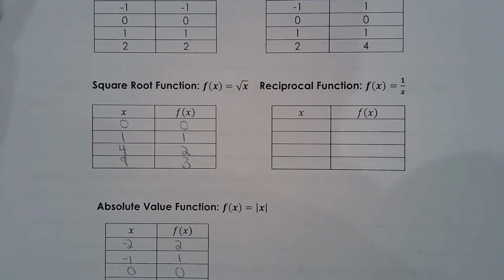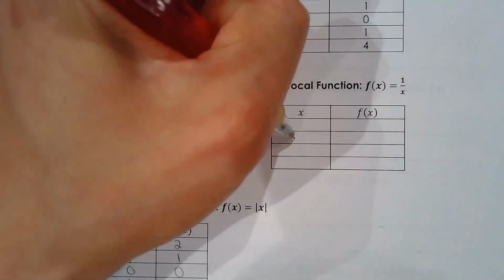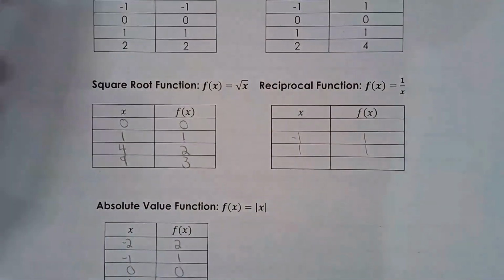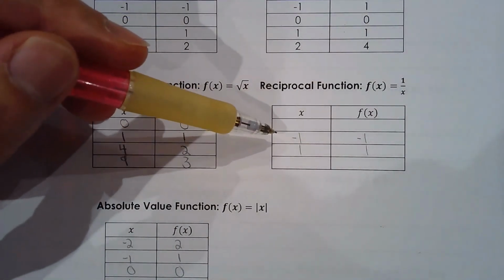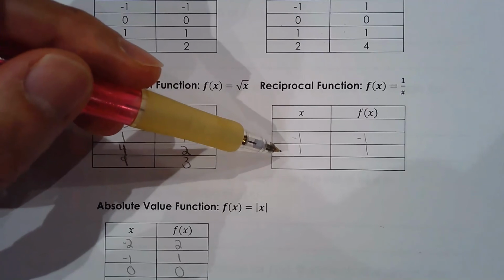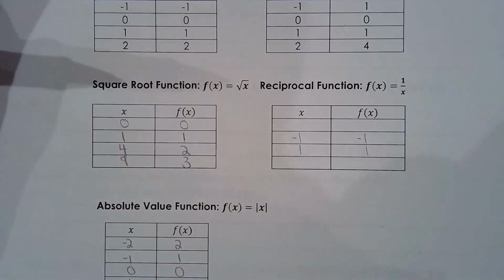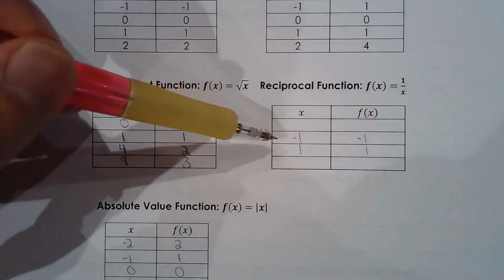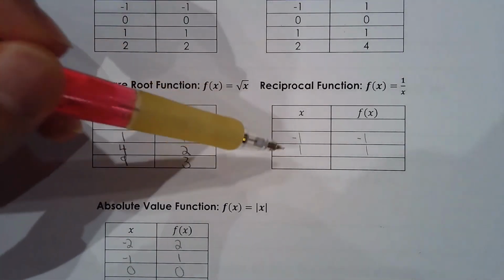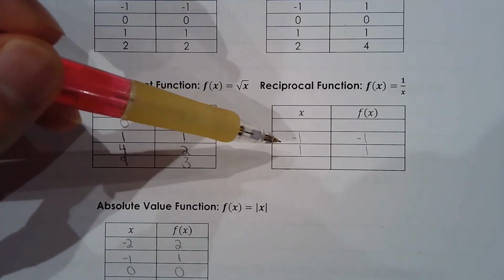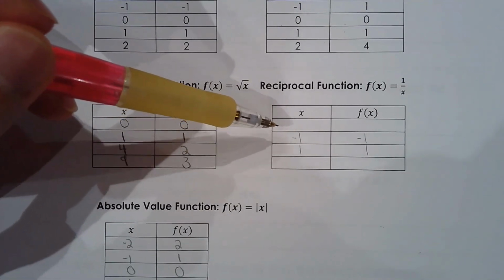Now let's find the key points for the reciprocal function. So we have (-1, -1) and (1, 1). That makes sense because the reciprocal of -1 is -1, and the reciprocal of +1 is +1. These 2 points are really nice to plot, and they are the only 2 points on the reciprocal function which have coordinates that are integers.